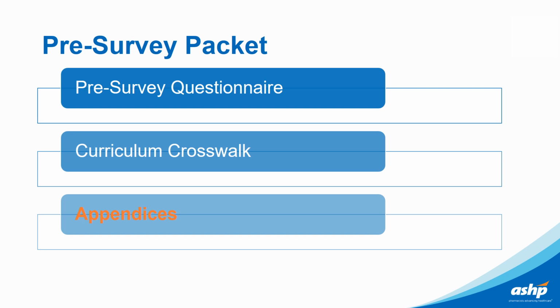Your lead surveyor will send you the pre-survey packet via email to get you started once your survey is scheduled. The pre-survey packet contains 3 portions that must be completed and submitted prior to your on-site survey date. These are the pre-survey questionnaire, the curriculum crosswalk, and the appendices. During this session, we will discuss the appendices.